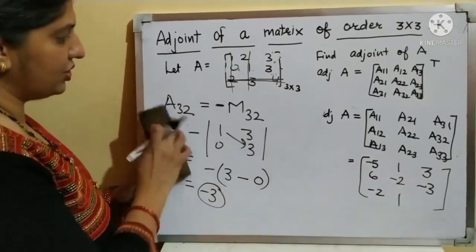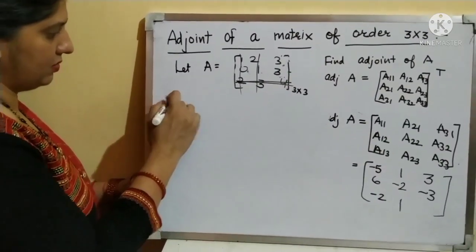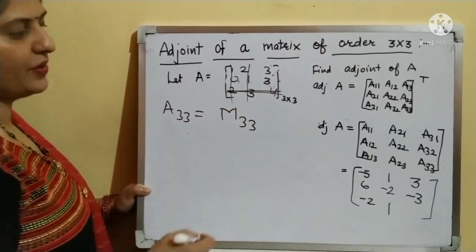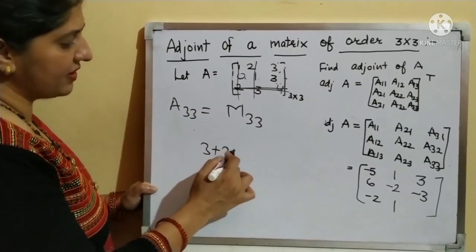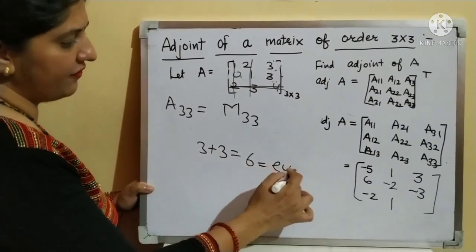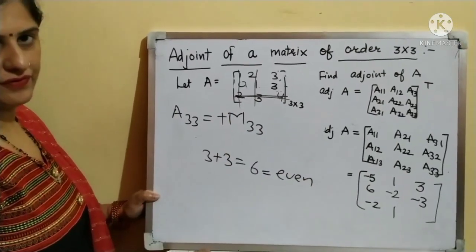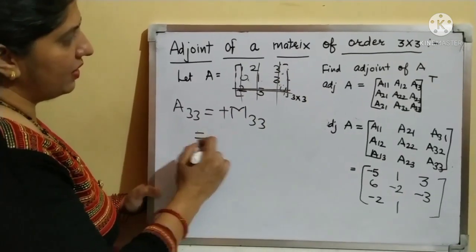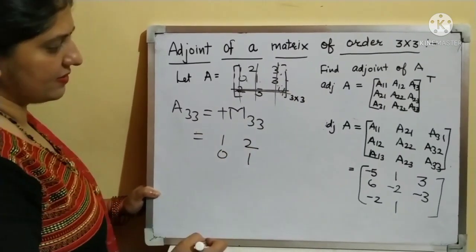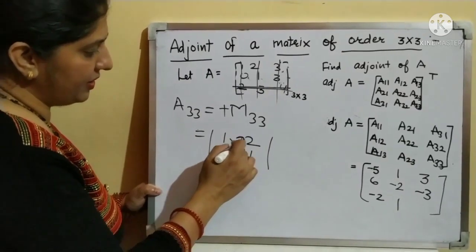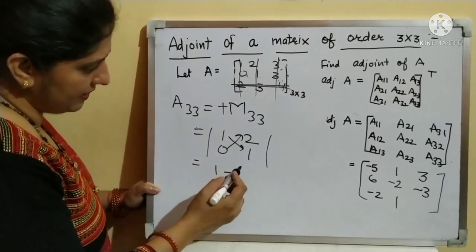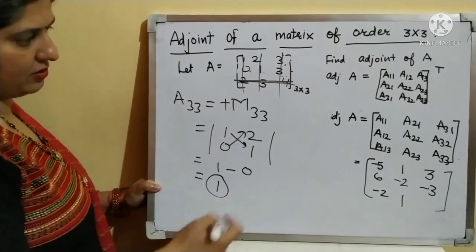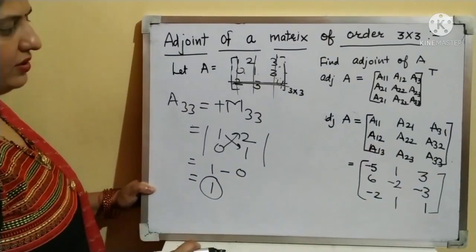Now next, A33. A33 is equal to the minor of the corresponding element. Sum of the suffix is 6. 6 is even, so sign will be positive. Now delete third row and third column. Write all other entries as it is. Take the determinant. We get 1 minus 0 into 2, 0. We get 1 here. So A33 is 1.